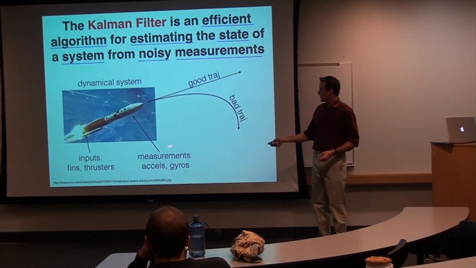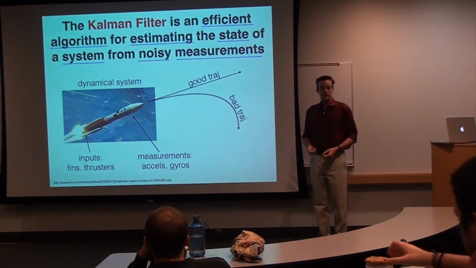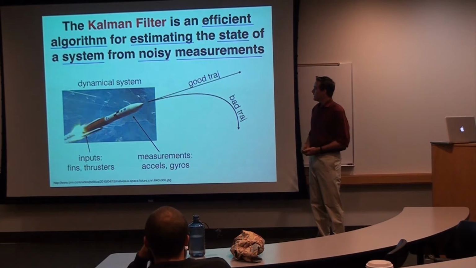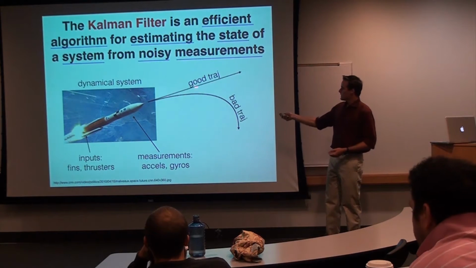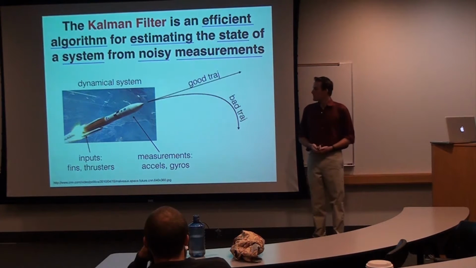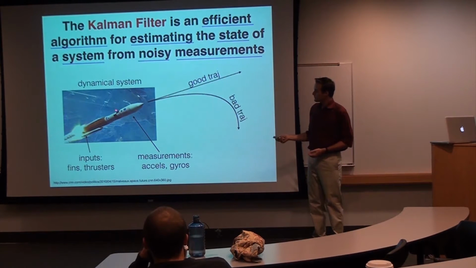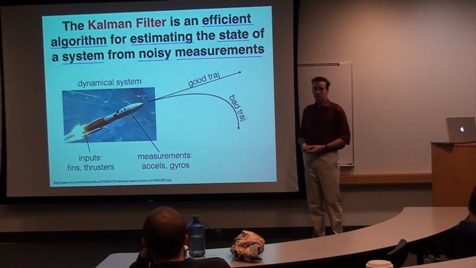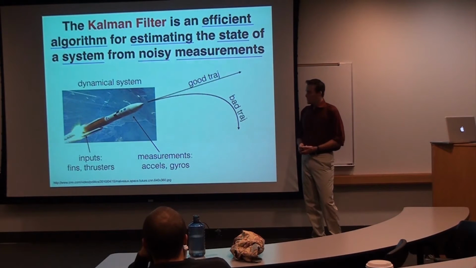And we have instrumented the rocket with a bunch of sensors, like accelerometers and gyroscopes. There's some desired trajectory that we would like the rocket to follow, and there's a whole lot of other bad trajectories that we'd like the rocket to not follow. I chose a rocket here because the Kalman filter got popular in the 60s when NASA was trying to get a man on the moon.